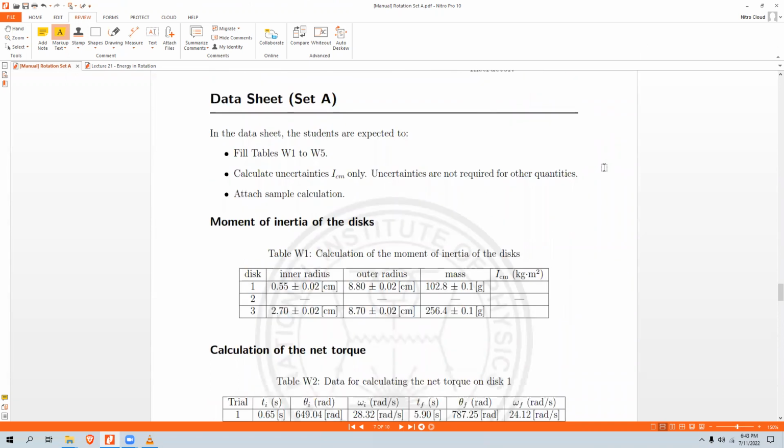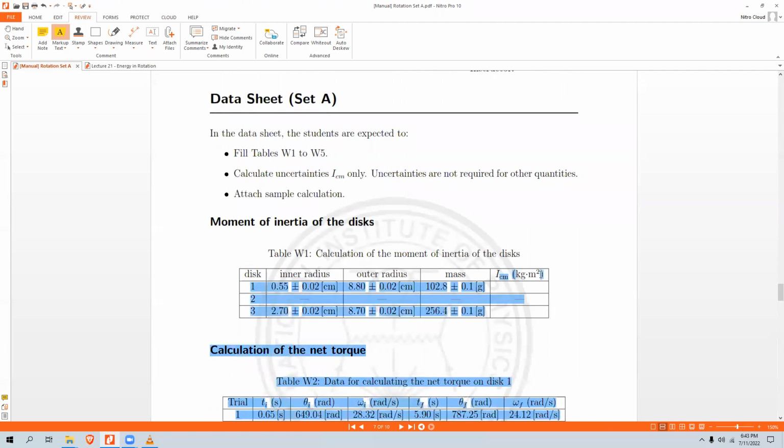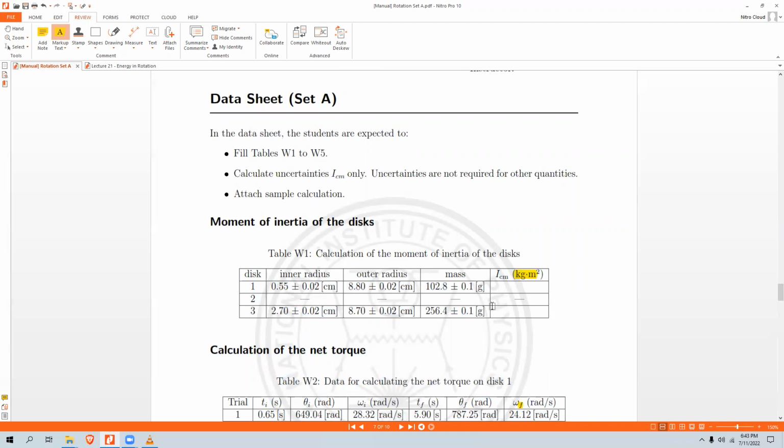The data sheet is composed of 5 tables. For the first table, I have to calculate the moment of inertia for disks 1 and 3. To calculate these, I will be given their respective masses and inner and outer radii. I want you guys to be careful here because the units for the moment of inertia are in SI units, so kilogram times square meters. However, the masses and the radii are not in SI units, so please convert before then, or do the necessary conversions to get the correct unit of moment of inertia.